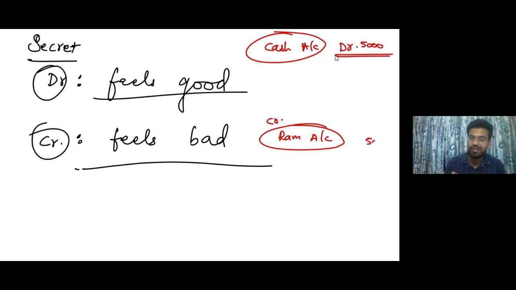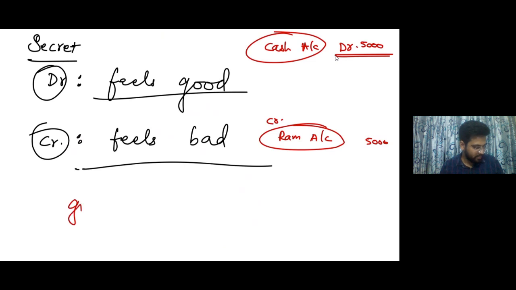So if you are feeling good, debit that account. If you're feeling bad, credit that account. Am I clear? This is the very secret thing. You will not learn it in any books or lectures, but this is the trick which you can use for determining what should be debited and what should be credited. So for example, if I have given money to someone, cash will go out. If cash goes out, I won't feel good.